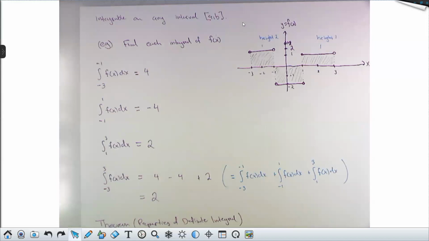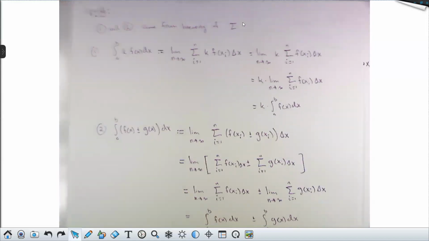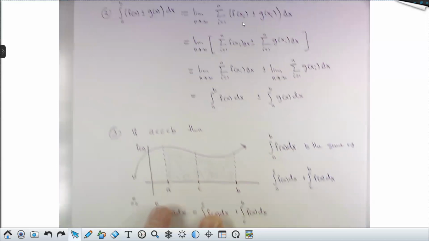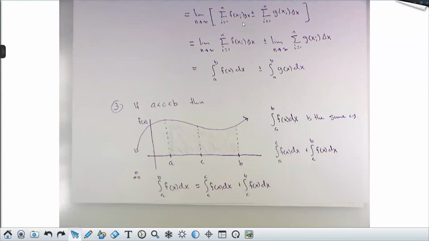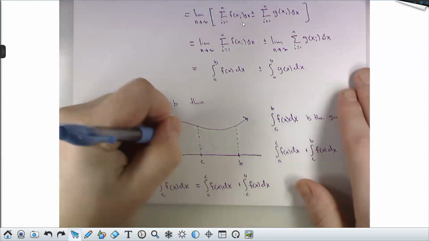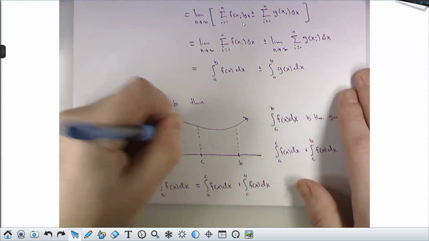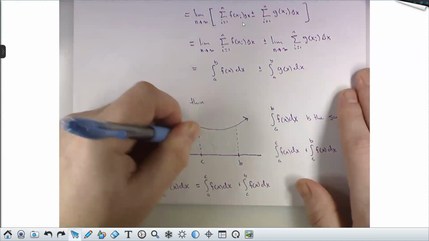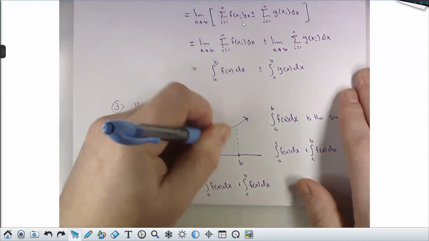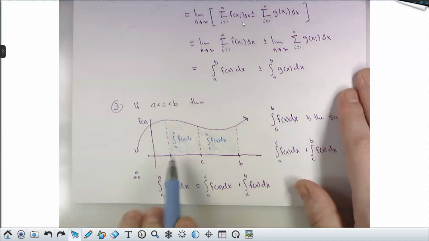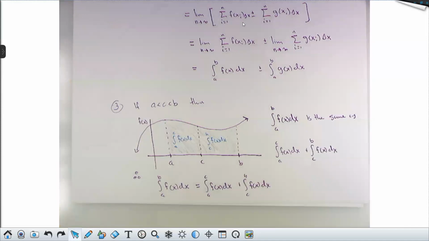So we wanted to go back and look at the proof of the third item for a second longer. It's just the picture. There isn't any sort of technical work going on here. This first piece here is the integral from a to c of f of x dx. The second piece is the integral from c to b of f of x dx. And the whole area is the integral from a to b.